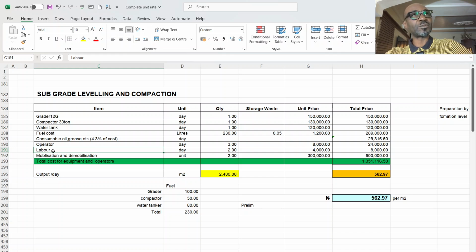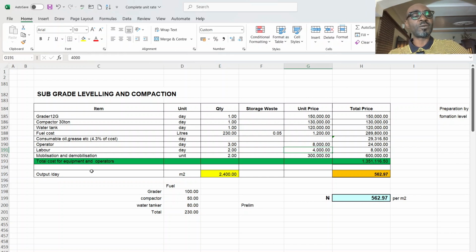So you have to provide for them, because they are not going to be there for free. And that is why you can see that for the gang of one equipment, I provided 2 persons, and their cost is 4,000 per day.